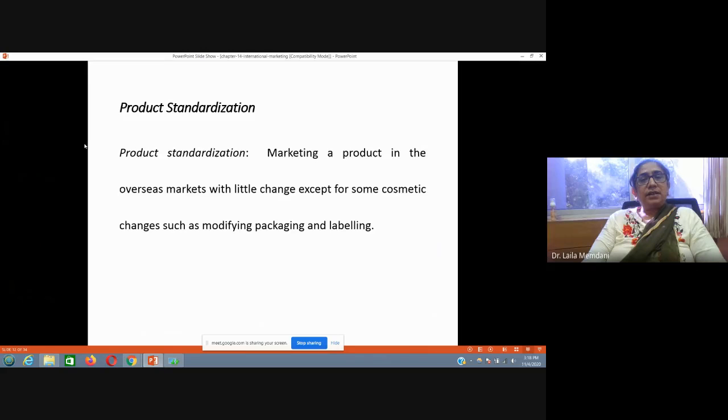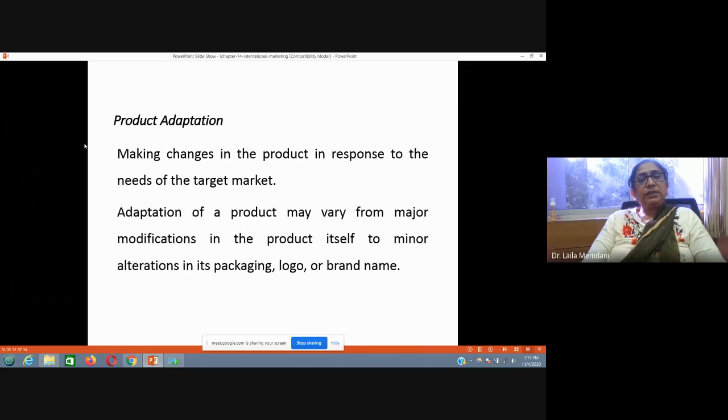Take product standardization. There may be some minor changes like packaging and labeling, but not major changes. We have the example of Apple, which sells standardized products throughout the globe. Then there is product adaptation. In this, you have major changes in different markets across the world, not just in packaging and logo, but in the product itself, like the car models in different countries.